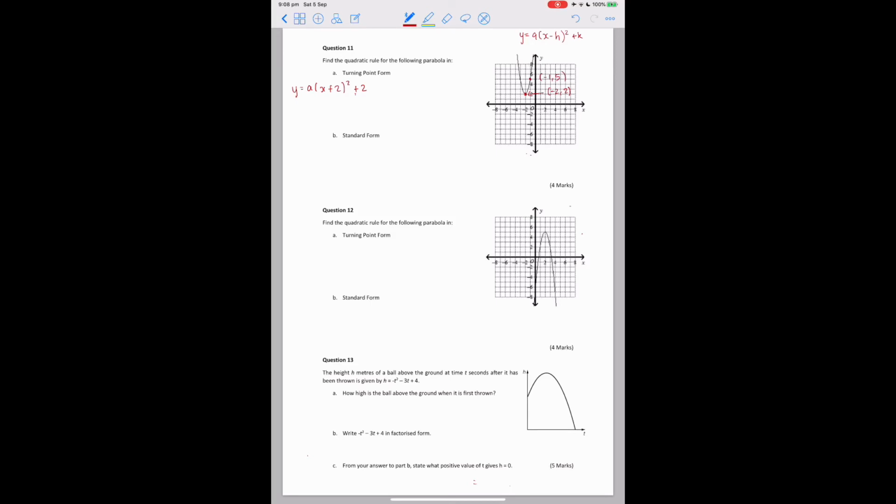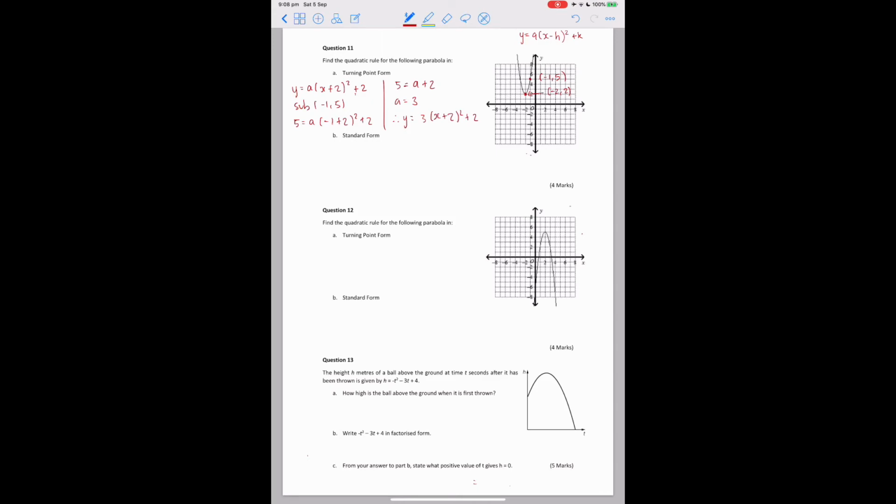So therefore, if I substitute that in, I can therefore solve it. So I'm going to do that right now. So therefore, it'll be 5 is equal to a bracket negative 1 plus 2 whole squared plus 2. If I simplify that, negative 1 plus 2 is equal to positive 1, and positive 1 squared is going to be 1 still. So it's going to be 5 is equal to a plus 2. A is therefore going to equal 3 if you subtract 2 from both sides of the equation. Hence, your equation is going to be y is equal to 3 bracket x plus 2 whole squared plus 2.